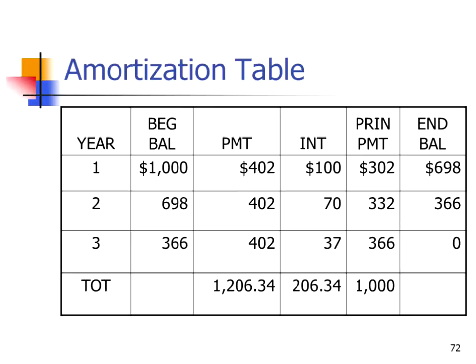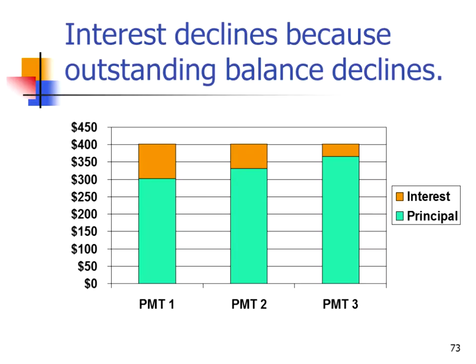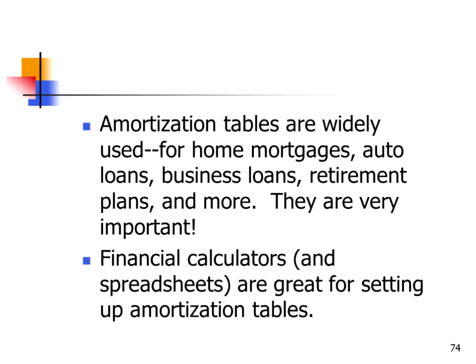Okay, everyone clear on this? I think I'd shown you this in the last class, but you can try it again. So the interest declines because outstanding balance declines. You can see that the interest is declining. More payment money is now going towards the principal pay down because the interest is declining, because your principal balance is declining.